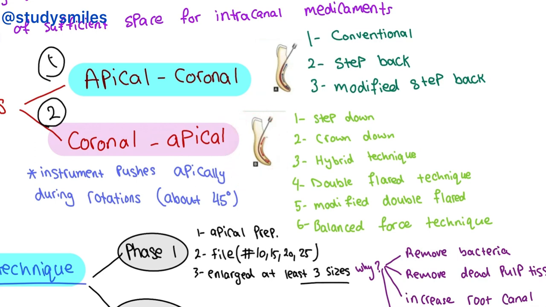Some believe that this is better because in this technique we're basically pushing all the not clean debris or whatever to the apex, like bacteria. But with coronal apical, you're cleaning out little by little, and once you reach the apex, there's minimal bacterial leakage. Some believe this, but majority use the apical coronal technique. You see, the instrument pushes apically during rotations at about a 45 degree angle.